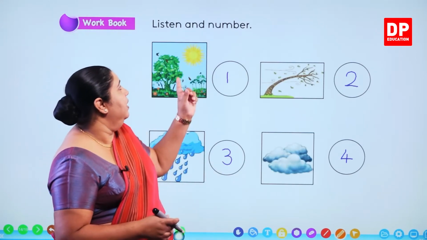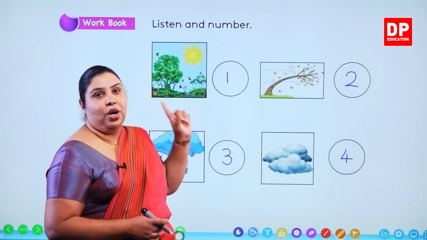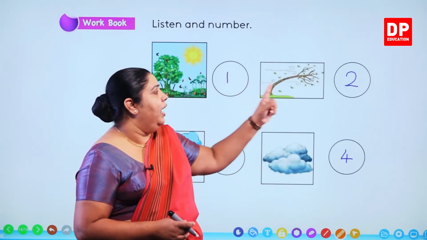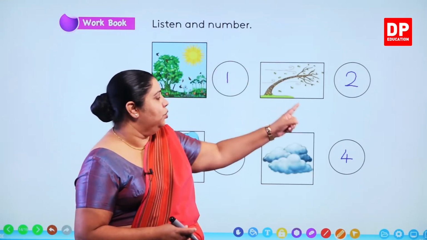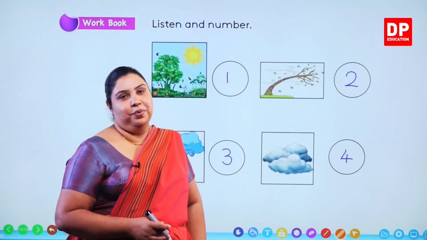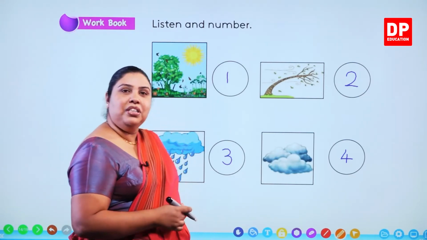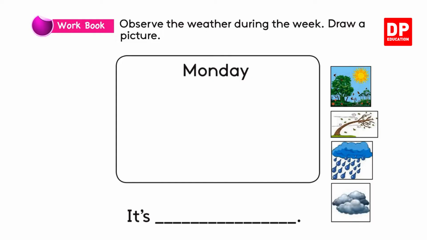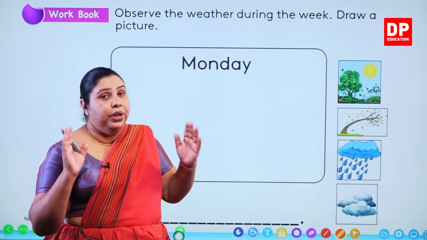So now we have listen and number was the instruction given to you. So now you listen to me and if you have marked the numbers properly, you will have 1, 2, 3 and 4. Okay, now we have completed 1 part of our workbook. Let's see what else we have to do. Observe the weather during the week. Now this is the workbook activity that you have to do after observing a week's weather.